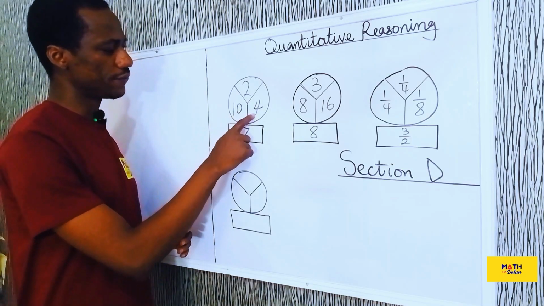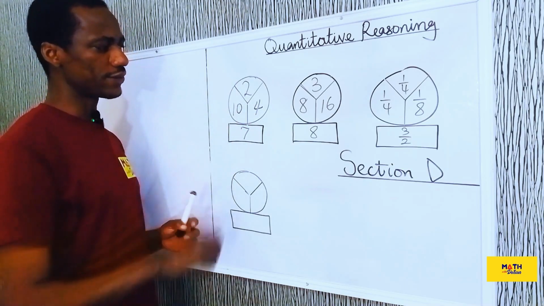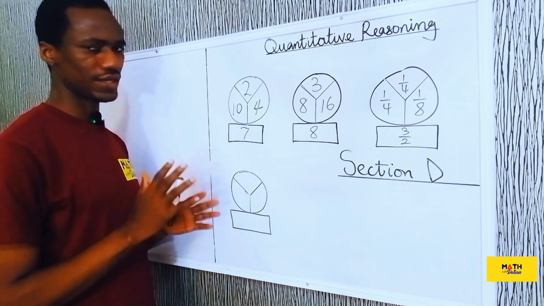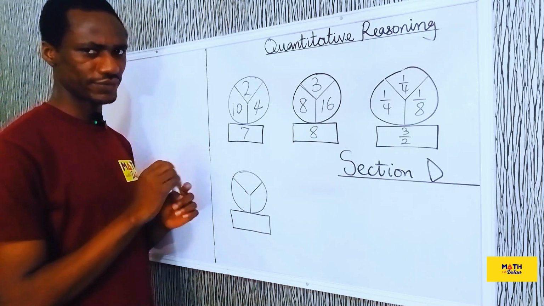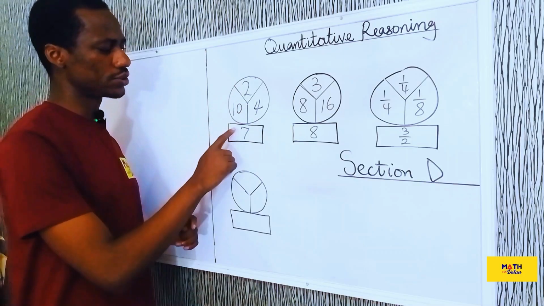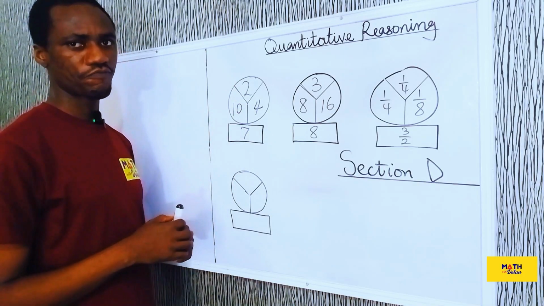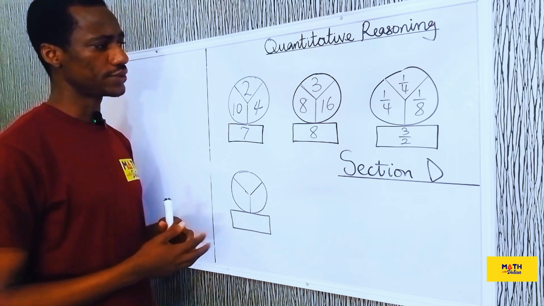You can see 10 and 4, 2 and 7. 10 and 4, 2 and 7. Can you see the relationship? 2, 7, 10, 4. So this will be 2 times 7, 14, which is 10 plus 4. Balance with different operations, right?